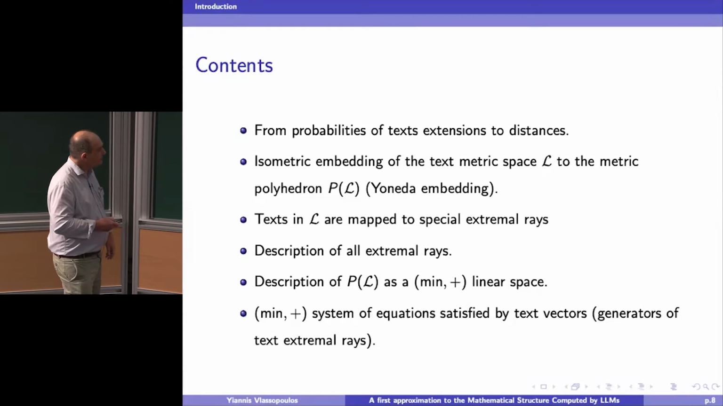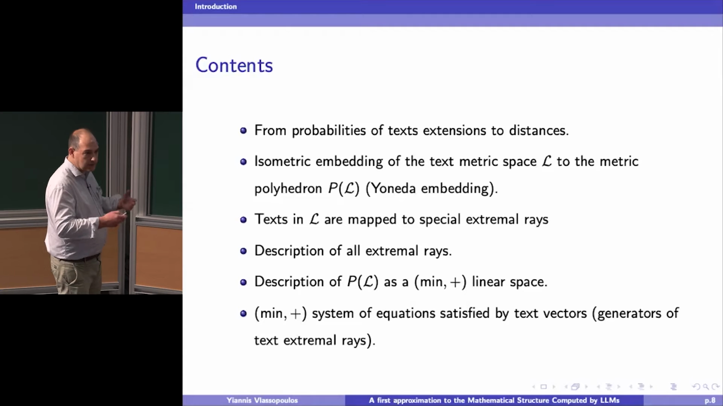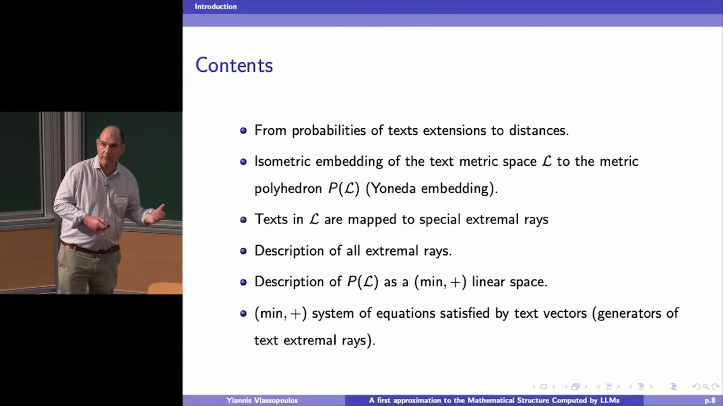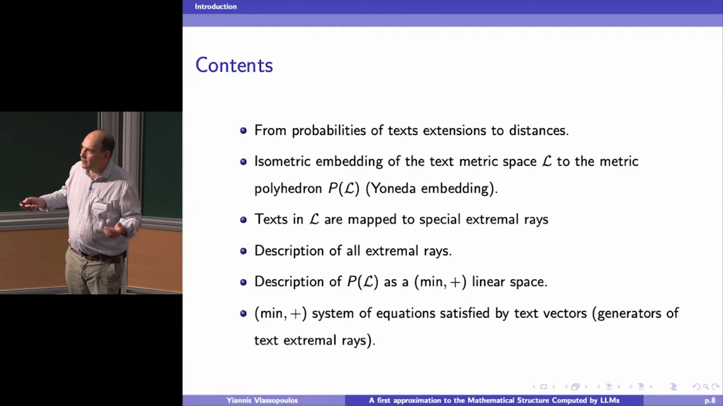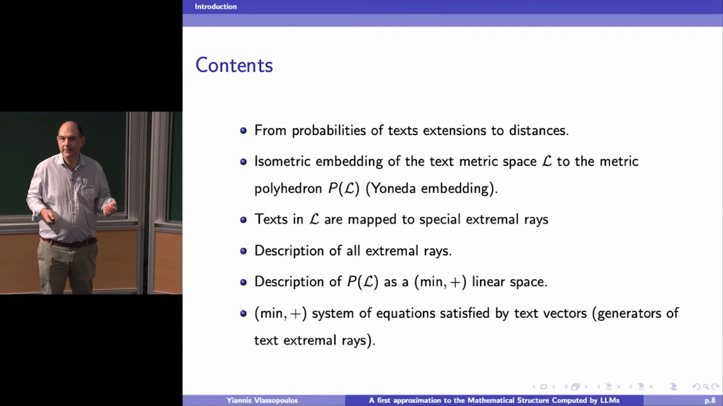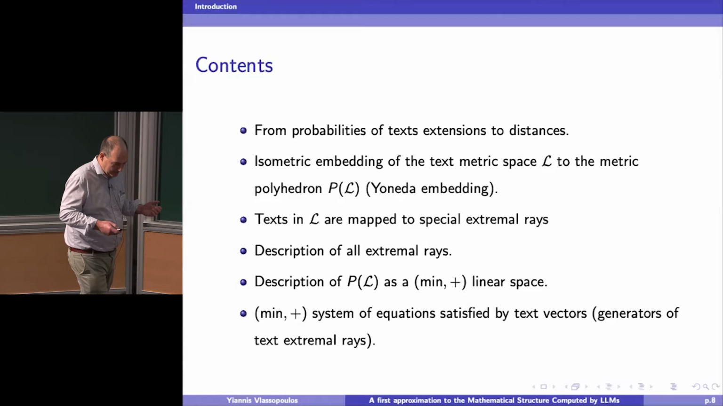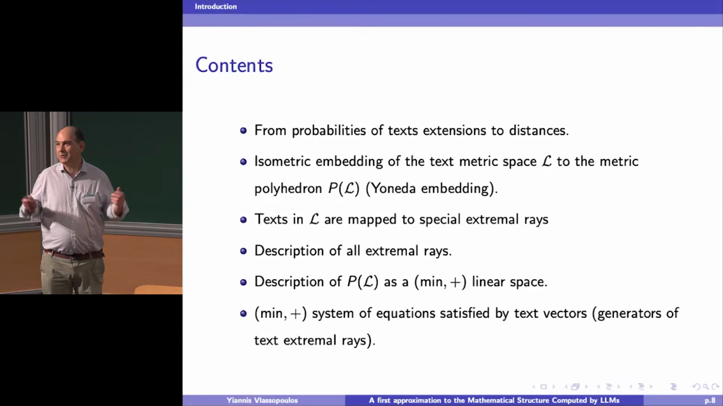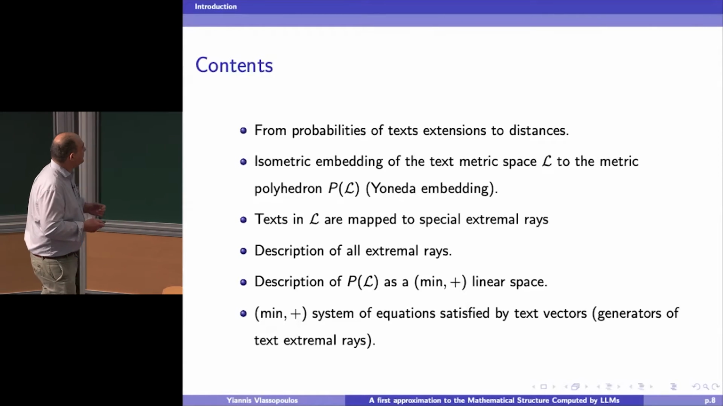So the idea is that basically we go from probabilities of text to distances. We convert from probabilities to distances, and that's kind of an accident. We could have done everything in probabilities, but because people didn't develop that theory in the probability framework, but developed it in the metric space framework, we work with metric spaces.